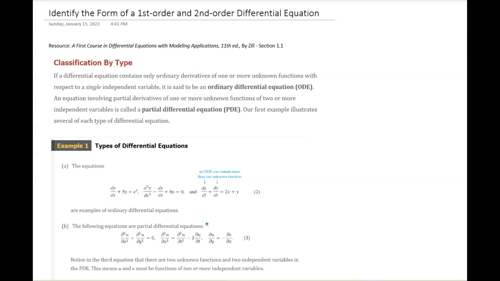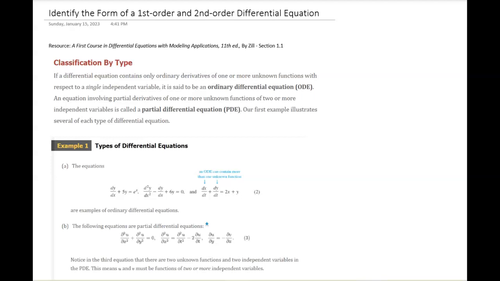All right, this video is going to be about form and type and order and all things to introduce you into differential equations. I included some snippets from our textbook. I'm not going to read through it word by word. I'm just going to use it as a guide to explain some of these foundational topics.